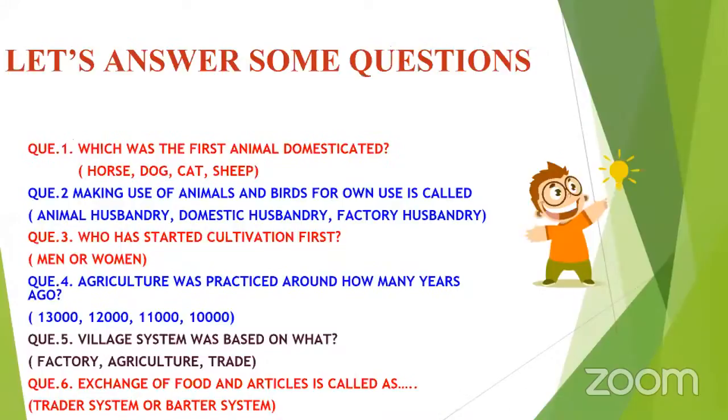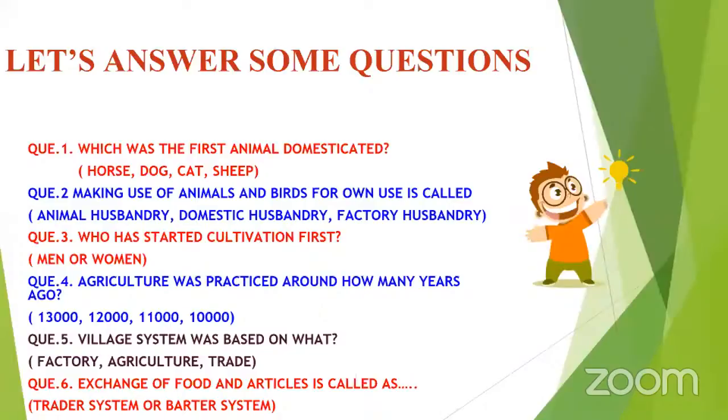Okay, students. Now let's check how far you have understood. First question. Who will read it for me? Was the first animal domesticated? Okay, now recall what I taught you. Which was the first animal that was domesticated? Was it horse, dog, cat, or sheep? Dog. Very good, fantastic. It was the dog that was domesticated first. Okay, now second question.